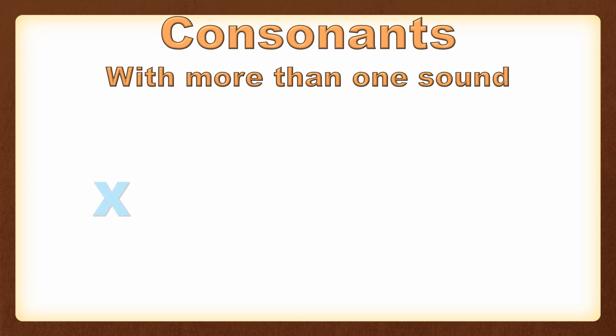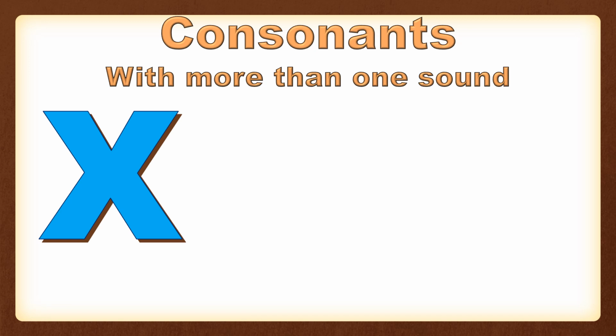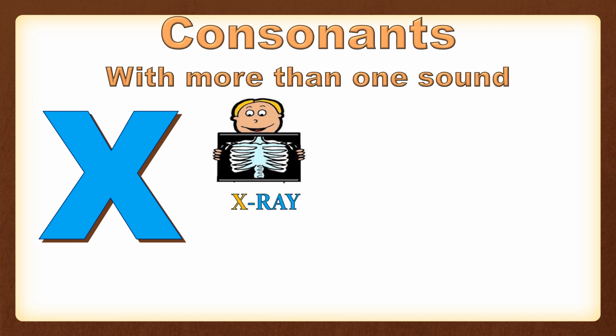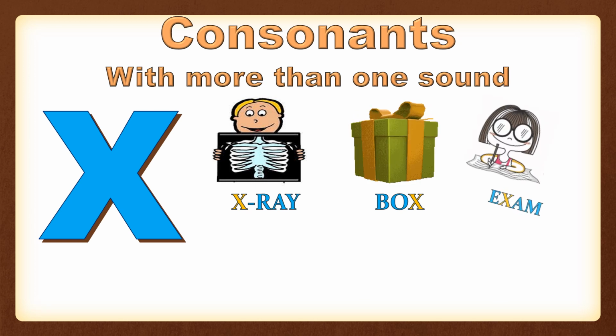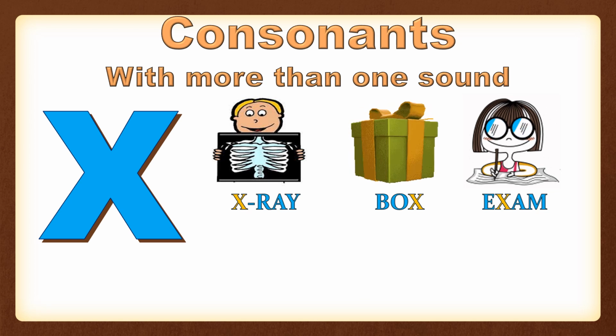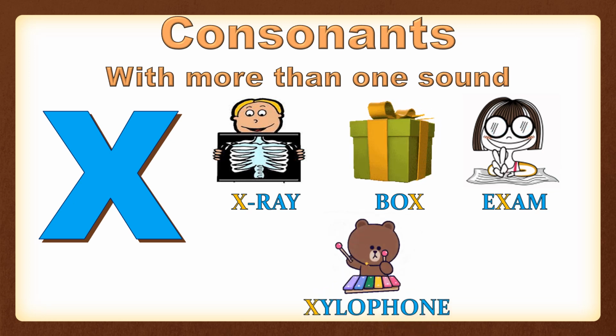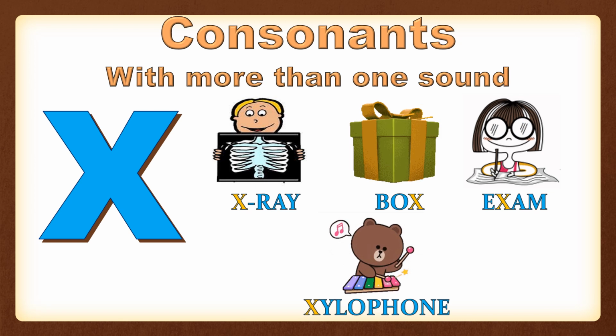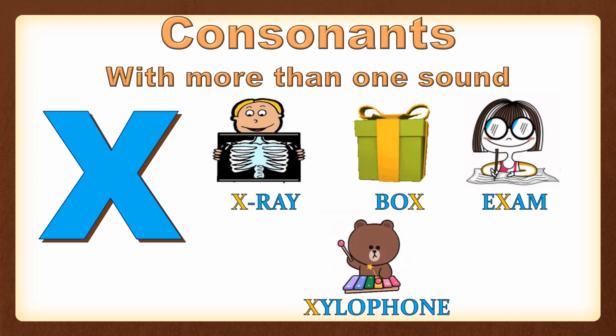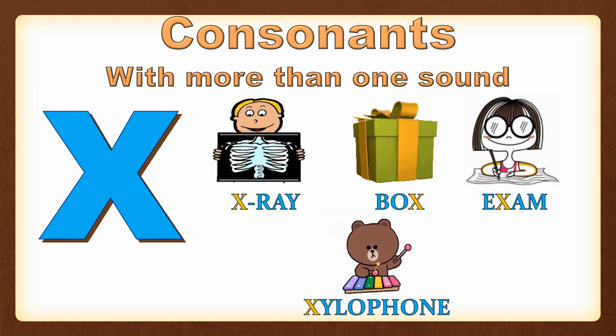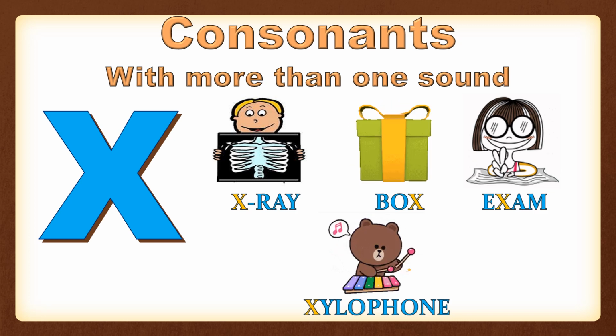The next consonant is X. Let me tell you, you are going to get surprised to see how many sounds X makes. X says X as in X-ray. X says X as in box. X says gz as in exam. X says Z as in xylophone. So X made four different sounds.